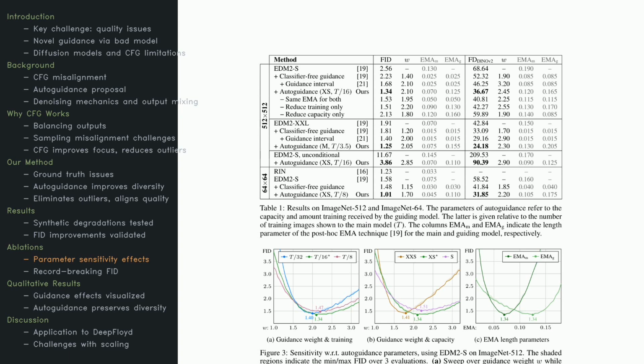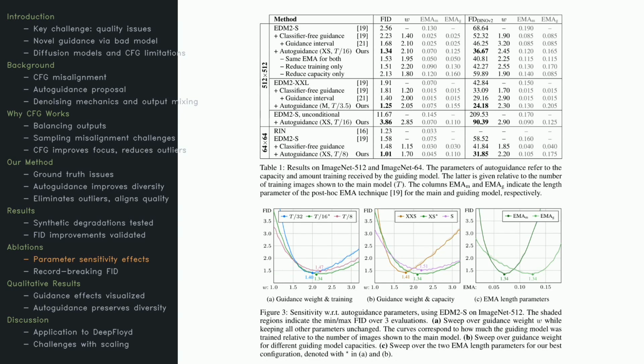The best case? A smaller guiding model applied to the largest main model, yielding an FID of 1.25 on ImageNet 512. This sets a notable benchmark. There are also plots showing how training duration, capacity, and exponential moving average parameters affect performance. They illustrate that autoguidance can work well in many settings.